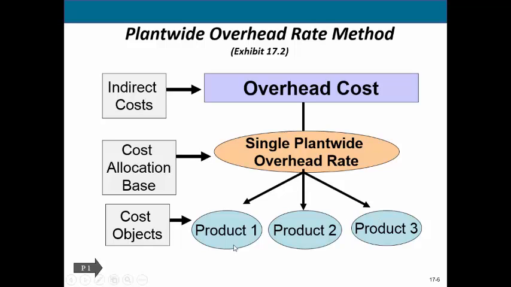So if product 1 uses 1 labor hour, 1 labor hour multiplied by $1 per labor hour, product 1 would get $1 of overhead. Let's say product 2 uses 2 labor hours. 2 labor hours multiplied by our predetermined overhead rate of $1 per labor hour would say that product 2 gets $2 of our overall overhead cost. So in the end, all we're doing is taking a small piece of our total overhead cost and finding a way to reasonably allocate those costs to our various products.